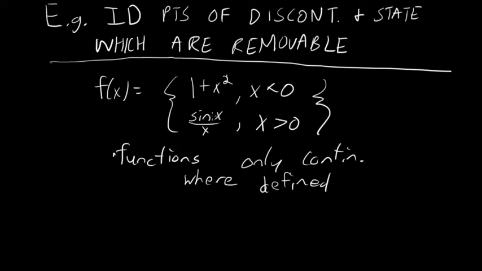On the right side of 0, we have this quotient of two continuous functions, sine of x over x. Sine of x is continuous, and x is continuous. So this quotient is going to be continuous wherever the denominator is not 0. Well, the denominator is 0 when x equals 0, but x equals 0 is not within the set of positive values of x. So this piece is continuous wherever defined. But right at 0, we obviously have a point of discontinuity because the function is not defined there.